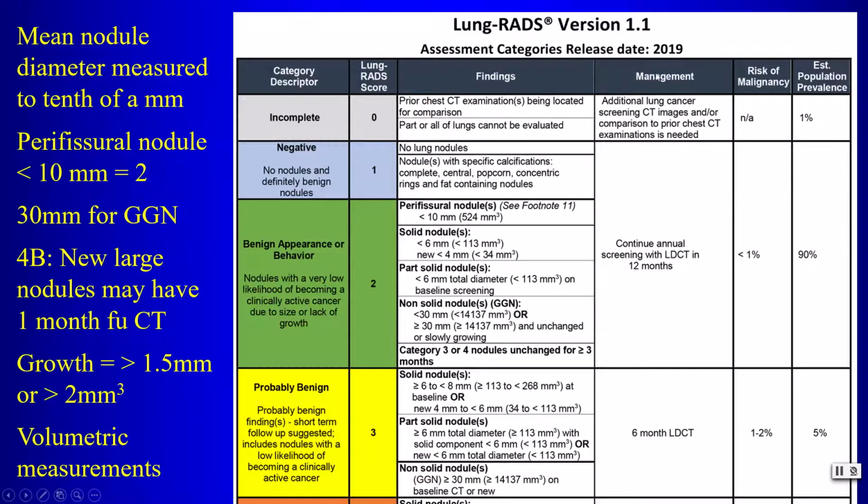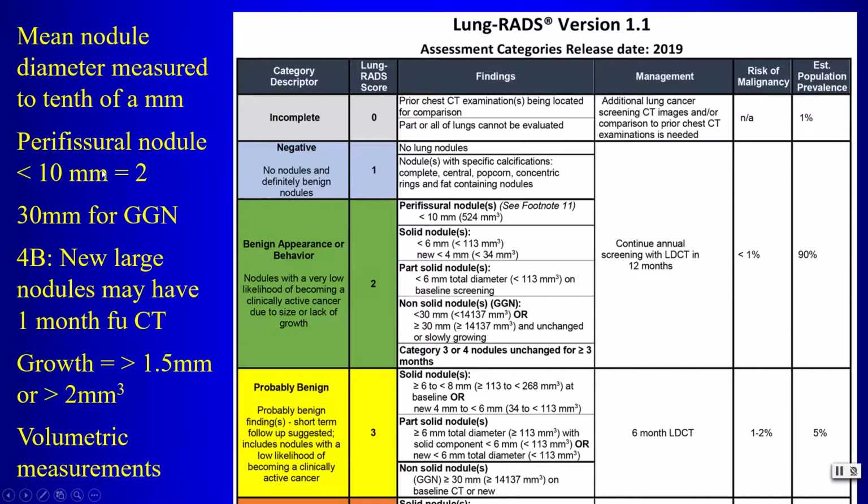Now, there's a new version of the Lung-RADS scoring system that was put out in 2019. So a few things to go over as far as the new version is concerned when we're reporting lung cancer screening studies using Lung-RADS. First of all, mean nodule diameter is measured to the 10th of a millimeter. You would measure the diameter of the nodule in the two largest projections, axial and coronal or axial and sagittal. You would pick the two largest measurements, round those off to the tenth of a millimeter, add them up, and then round that off to the nearest tenth of a millimeter.